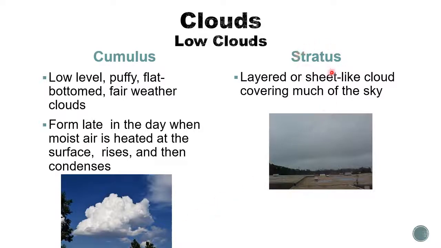Our other ones are stratus clouds. Now, anytime you see stratus, it means sheet-like. Our low-level ones are layered or sheet-like clouds, which cover most of the sky.